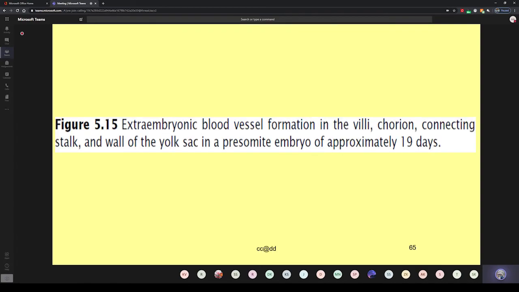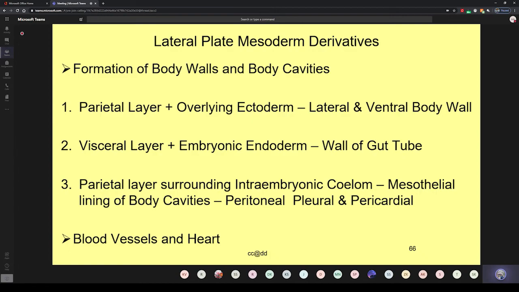Right? So to summarize the lateral plate mesoderm, this is what is important. Here I will bring your attention to those 3 points, namely parietal layer plus overlying ectoderm is going to form the body walls. Visceral layer plus embryonic endoderm. Those pictures are very, very clear. Embryonic endoderm, yellow colored. Visceral layer of intraembryonic mesoderm in brown color surrounding it, the wall of the gut tube.